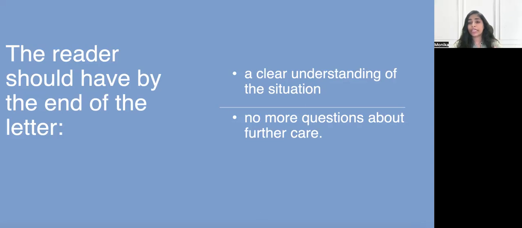So if after reading your letter, let's say somebody else is reading your letter and they don't understand why you have asked the reader to do a certain kind of task, then that means you should explain why you're asking them to do a particular task. If the information in your letter does not really explain how this something happened, that is also another thing that you should keep in mind.